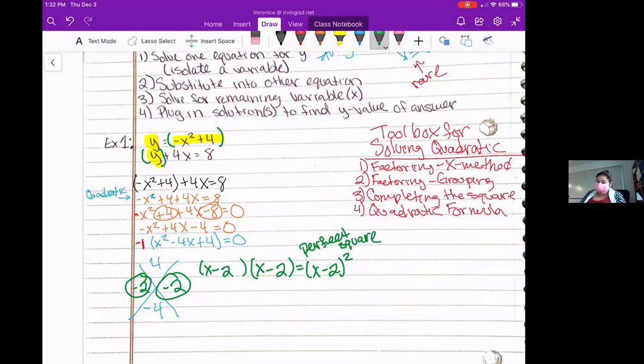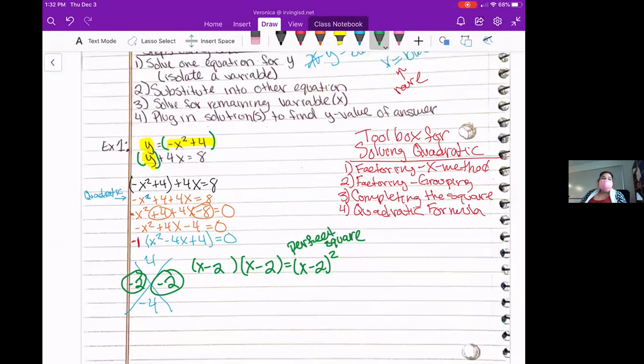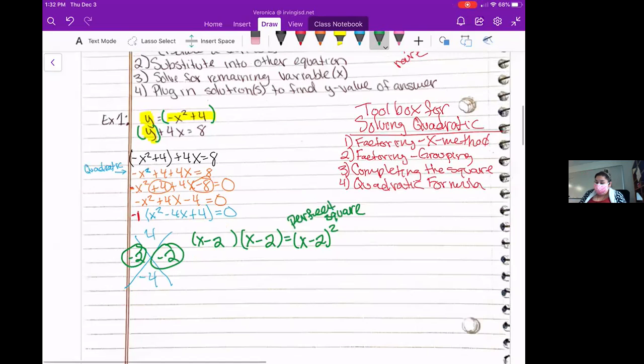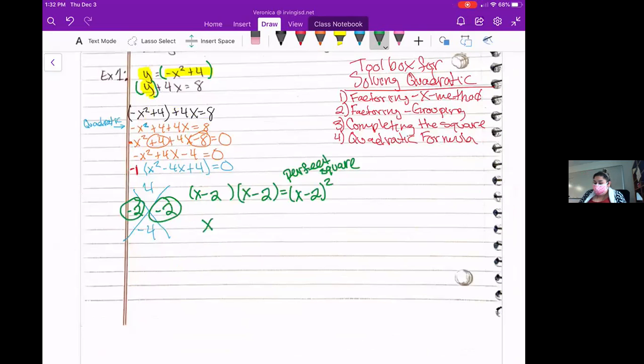Anyway, moving on. When we divide by a, my a here is 1, right? So it's not going to change anything. Because both of these are identical, I know this is only going to have one solution, right? So we're going to use the zero product property to find my solutions. So x equals 2.